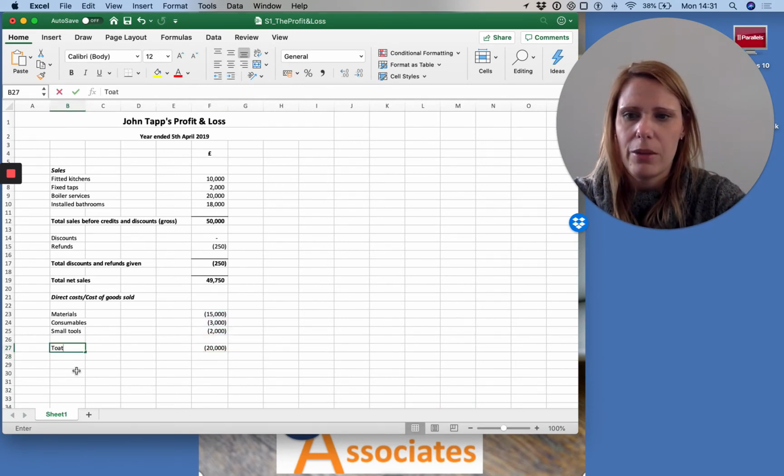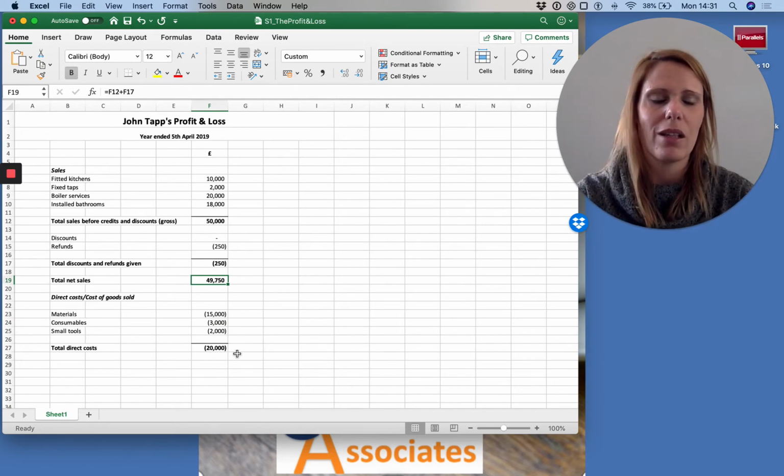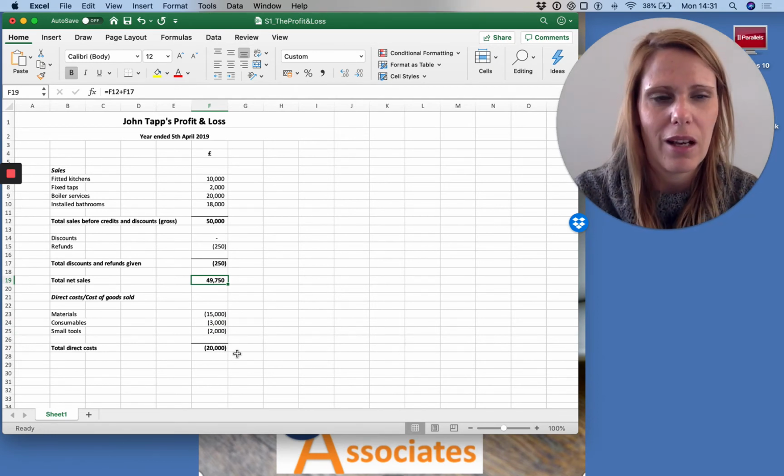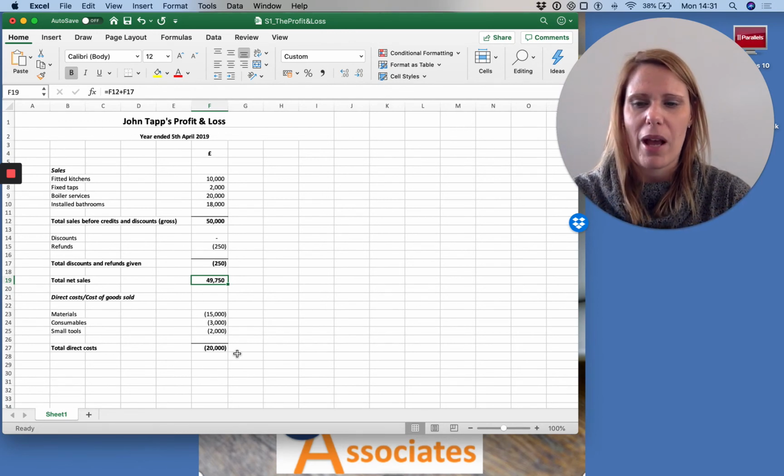Okay, so his total direct costs for John for this year are going to be £20,000. Okay, so his net sales that he invoiced out to his customers were £49,750, and his total direct costs are £20,000 that you can see here.